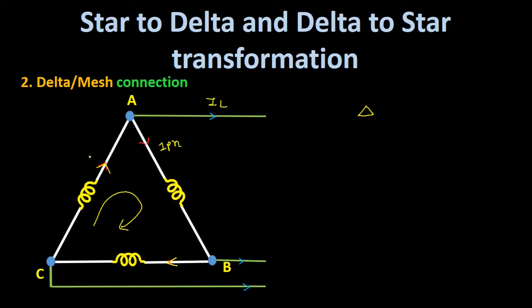And phase voltage is the voltage across the winding. It is denoted by VPH. Since 3 windings are there, 3 phase voltages will be there. Line voltage is the voltage between the 2 line conductors. So this is the line voltage which is denoted by VL. Since we have 3 line conductors, we get 3 line voltages in this delta connection. Okay. Here we don't have any neutral point like we have in the star connection.